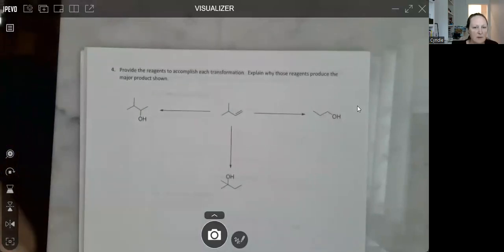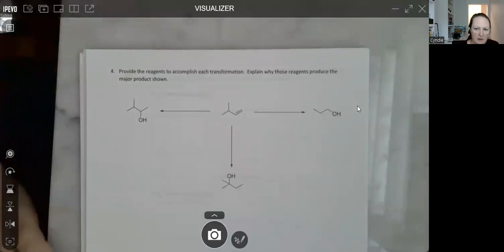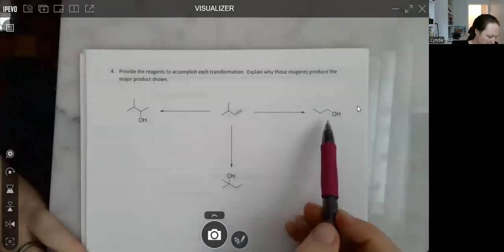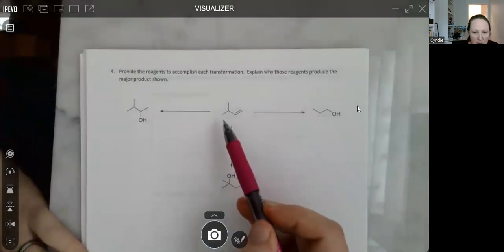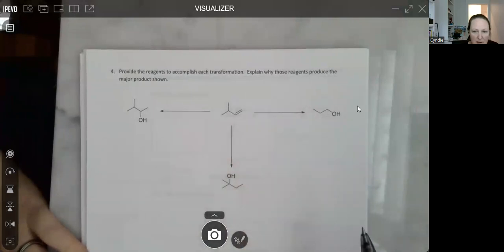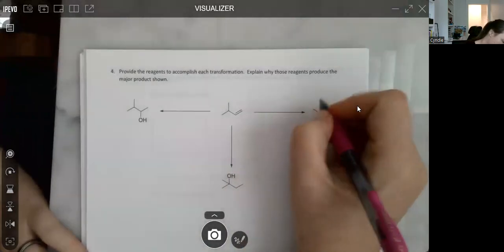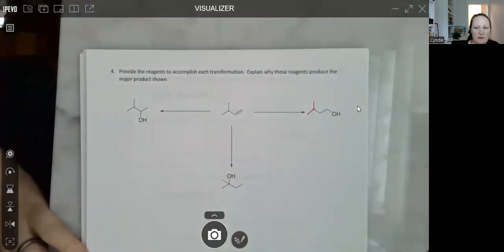Next question, provide the reagents to accomplish each transformation. Explain why those reagents produce the major products shown. Okay, so, oh, you know what? I think that there was an error here in the number of carbons because somehow we went from 5 carbons to only 3 carbons. So I think I accidentally left those 2 methyls off there. So sorry about that. Hopefully you weren't too confused. Maybe I'll go ahead and try to fix that on the mastery assignment.